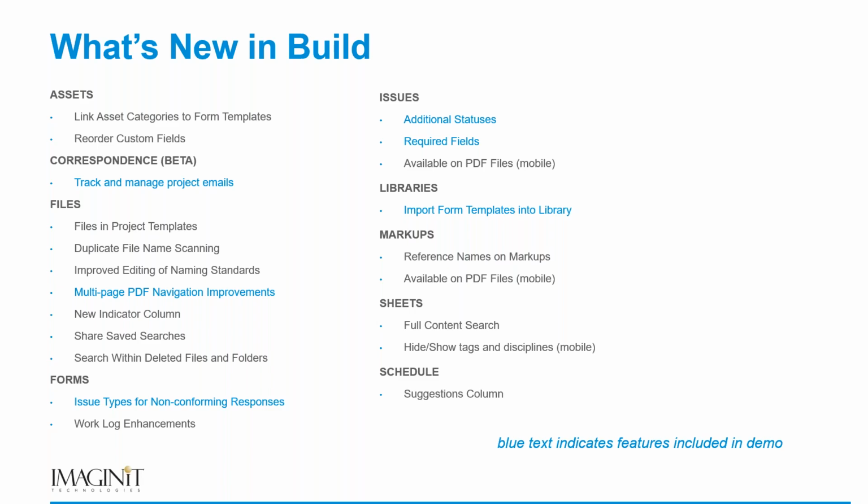Multi-page PDF navigation improvements. This is kind of a big one. It's a quick demo, but definitely one I think has been long anticipated for navigating your PDFs in the viewer in the cloud. There's a new indicator column that will show you if a file has been publicly shared, published to Sheets, or bridged to another project. It's just an icon that shows up alongside the line item of the file to let you know that this file has been publicly shared, has been published to Sheets, or is bridged, synchronized to another project.